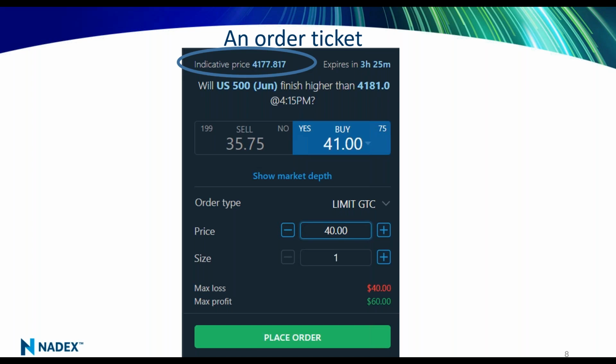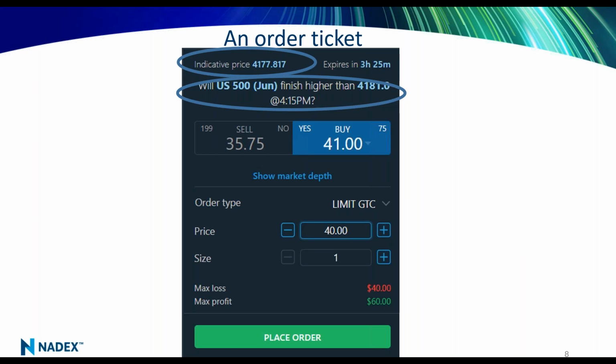Okay, and the condition: will the US 500, will the S&P 500 finish higher than 41.81 at 4:15 p.m.? If you notice, in the upper right-hand corner, it tells you there's 3 hours and 25 minutes to go until settlement, until expiration. It's currently trading a little bit below 41.80, almost 41.78. So it's basically 3 points below 41.81. And it's currently trading a little bit below 50.